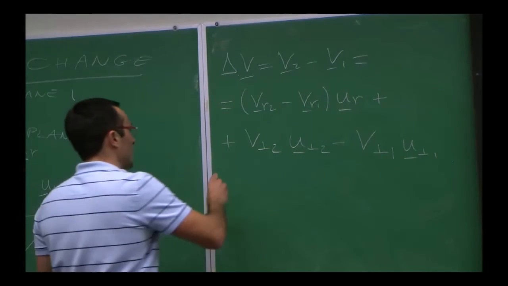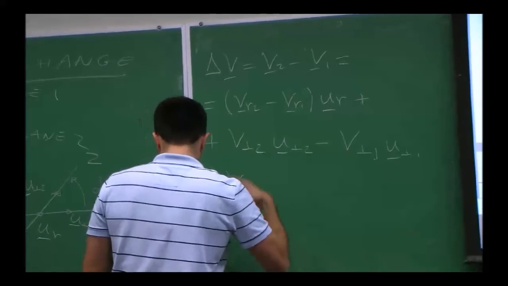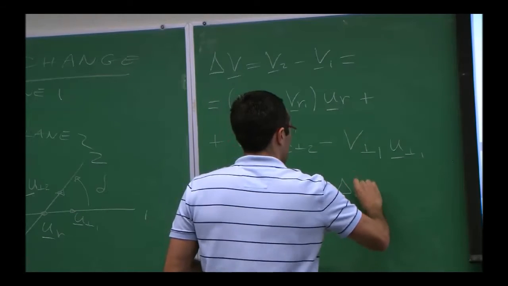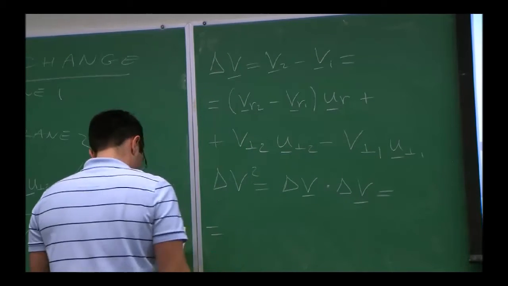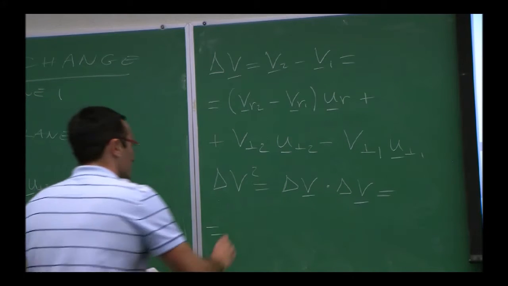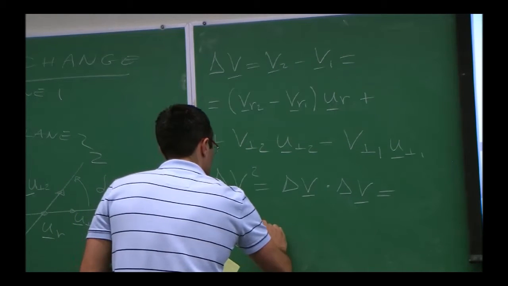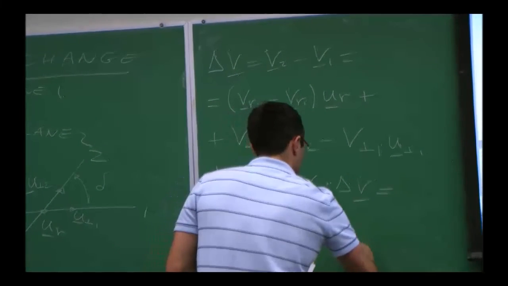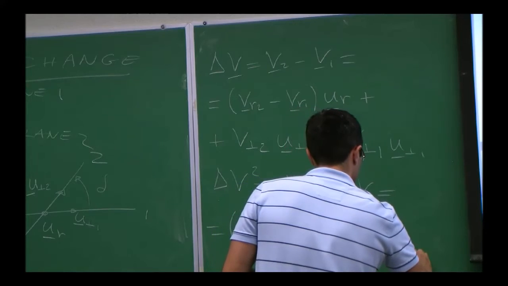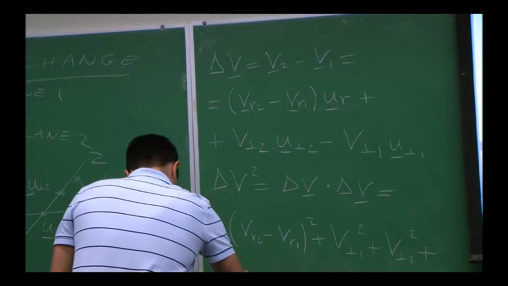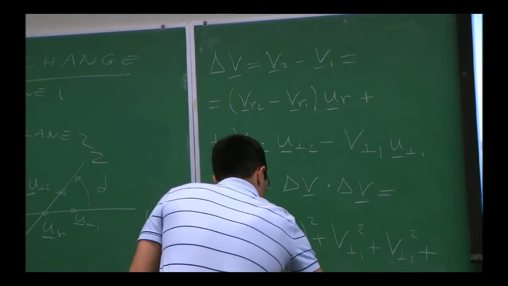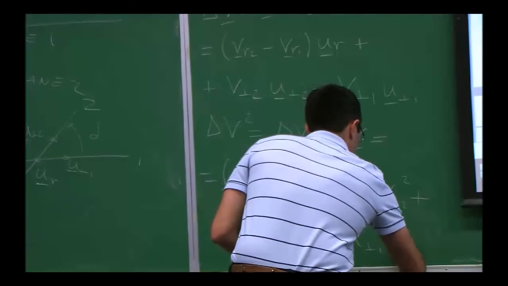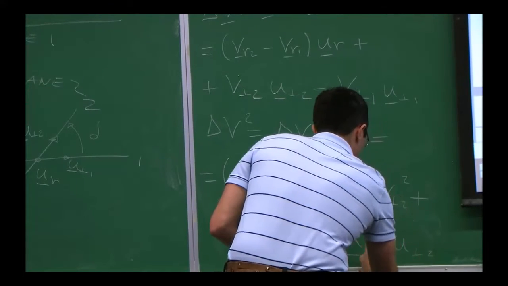Okay, well, how do you do delta V? Well, delta V squared, for example, you just do the dot product, right? Delta V dotted with itself. Okay, well, it's going to look like the following: (VR2 minus VR1) squared plus V perpendicular 1 squared plus V perpendicular 2 squared plus twice the product of the V perpendiculars and the dot product of these two guys, which you should be able to tell me what it is.